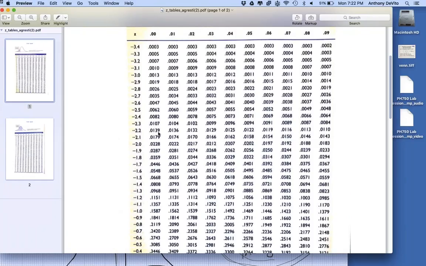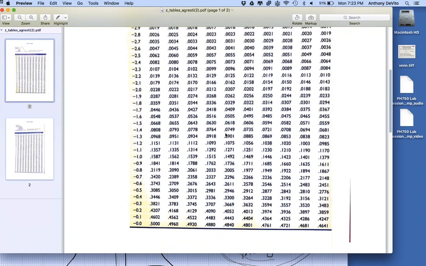But then if I wanted the z-score for -2.24, if you notice, the third significant digit is up here on the top: 0, 1, 2, 3, 4. So if I wanted -2.24, I would go to -2.2, and then 1, 2, 3, 4. So the area that's represented by -2.24 is 1.125% of the distribution to the left of that value.